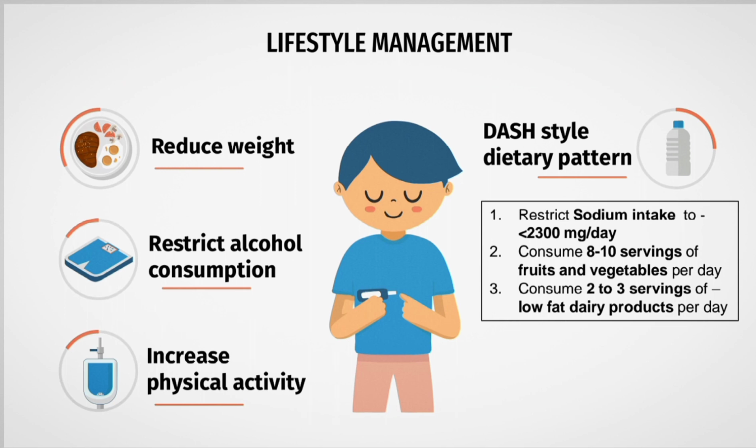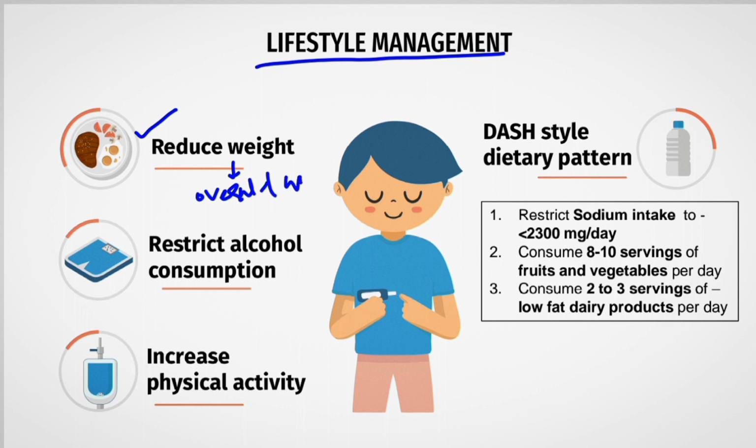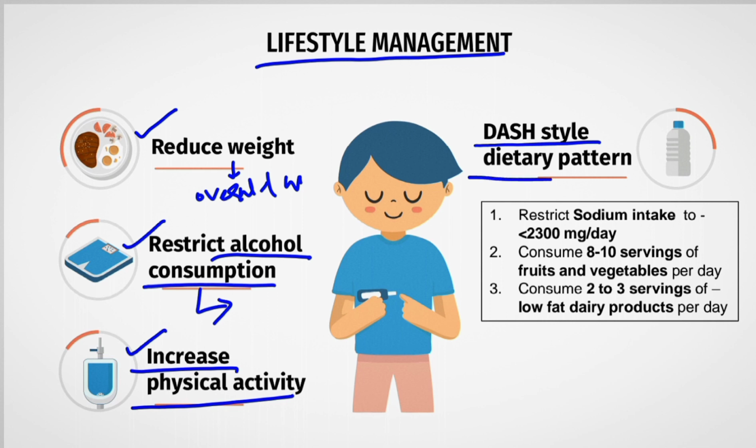So now let's see the lifestyle management. The lifestyle management in a patient of hypertension, in a patient with diabetes, includes the reduction in the weight if a person is overweight or obese, the restriction of the consumption of alcohol, which is also a contributor for development of hypertension, the increase in the physical activity or reduction in the sedentary lifestyle. The lifestyle management also includes the follow of DASH style dietary pattern.